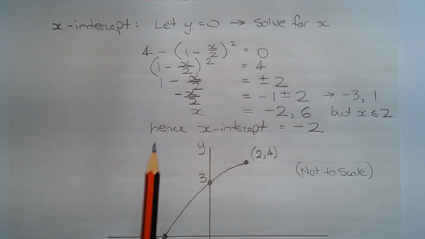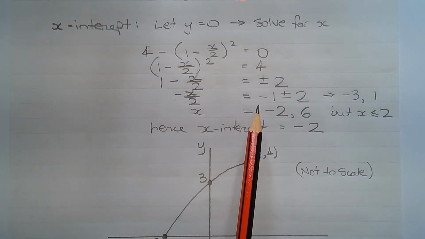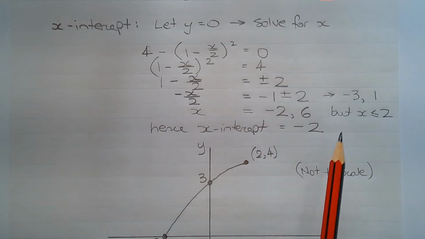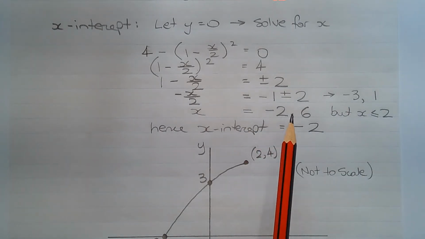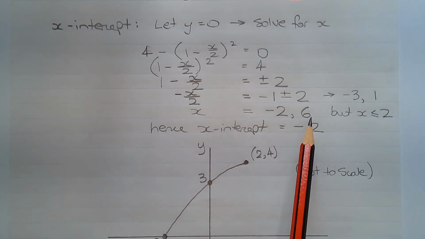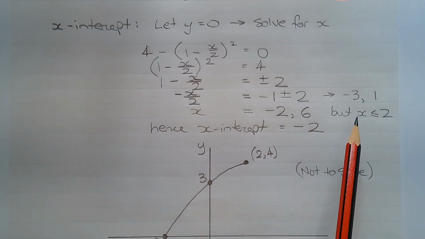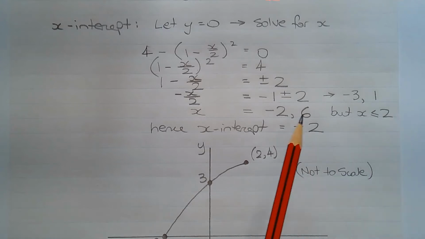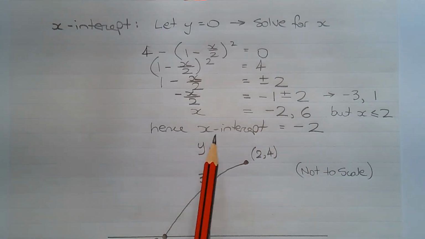Subtracting 1 from both sides, we have −x/2 = −1 ± 2, which corresponds to −3 or 1. And multiplying both sides by −2, we have x = −2 or 6. But the domain of x is x ≤ 2. So we're only going to accept one of these answers. Hence the x-intercept is −2.